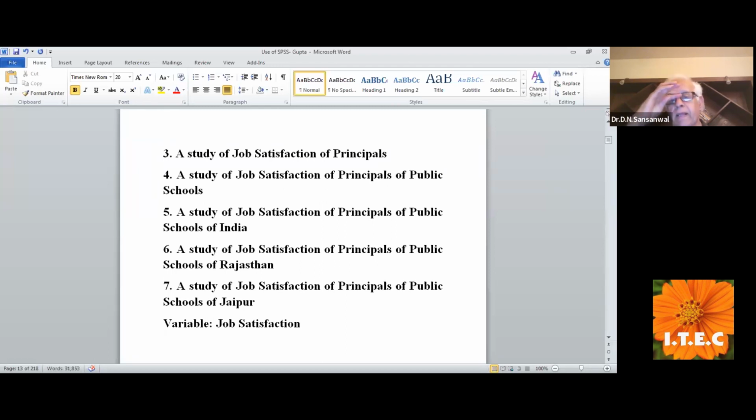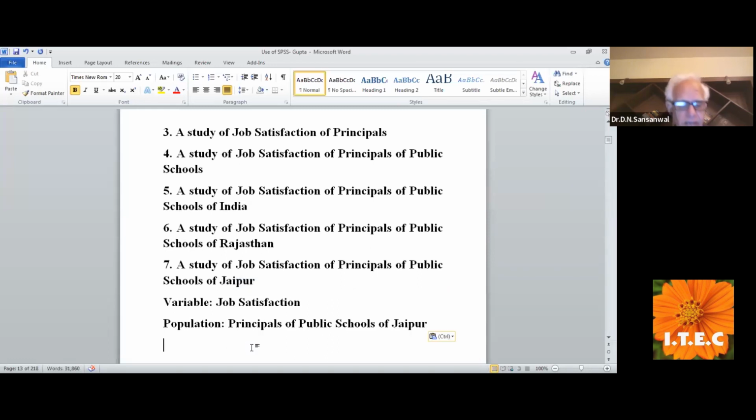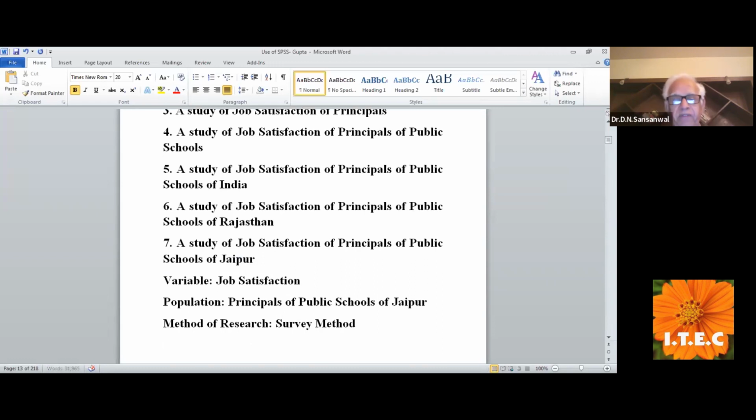Then my population is the principals, and the method of research is the survey method, and the type of data will be quantitative. The quantitative data.